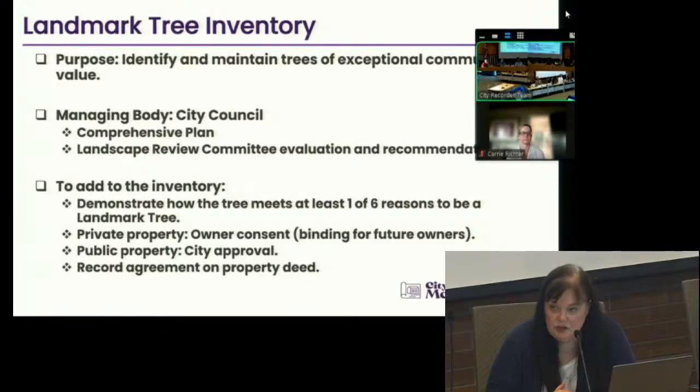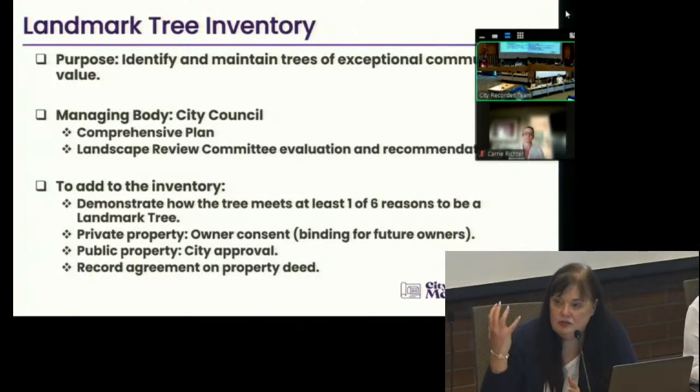The managing body is you, the city council, so we'll go to the landscape review committee. They'll make a recommendation to you. We then amend the comprehensive plan and create an inventory in the comp plan. That's how we do the historic landmarks as well. So it would all be stuff that would come to you as a final decision. I don't see this happening a lot, but for the really unique trees, they would probably come through once or twice a year.